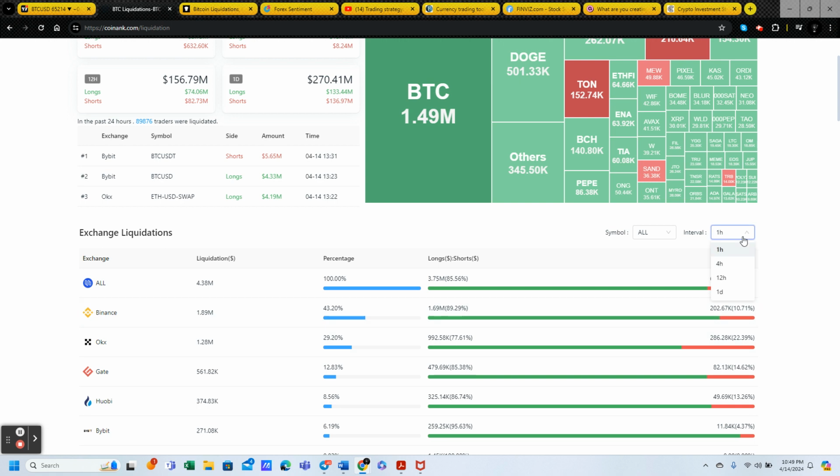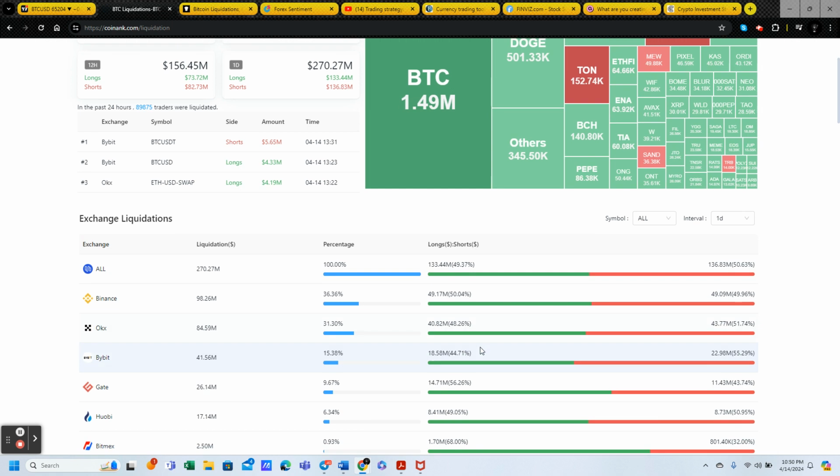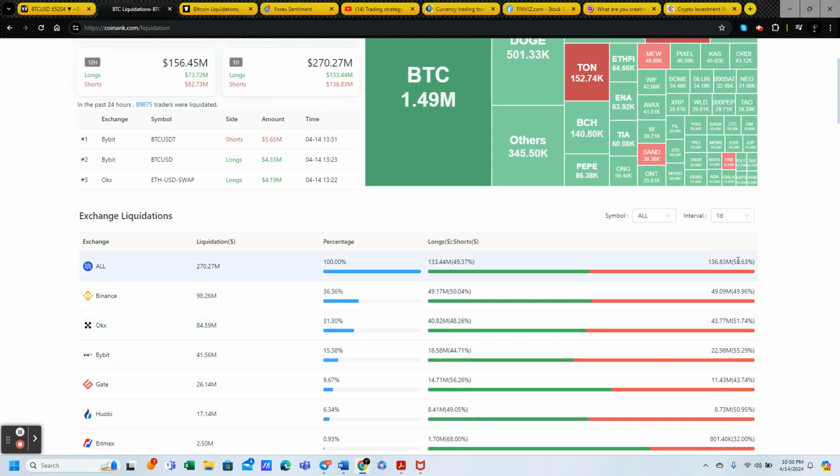Let's go to a higher time frame, see what's happening. We could go to the daily. We clearly see on the daily, we got $133 million liquidated of longs, and 136 million shorts.